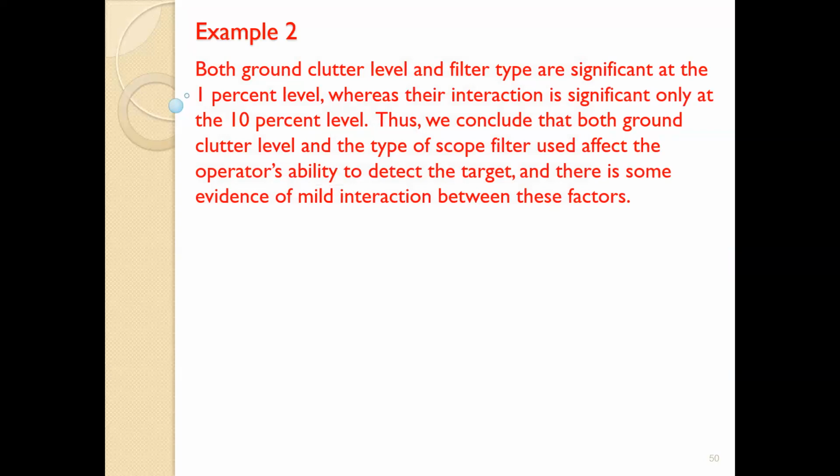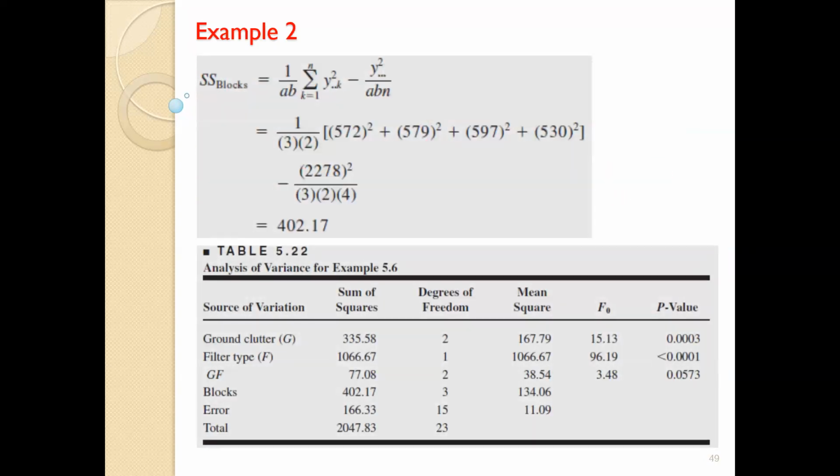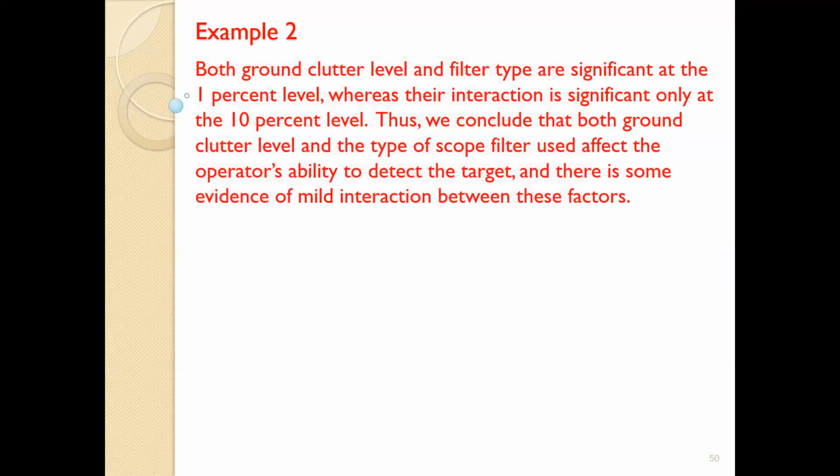We also check the sum of squares of ground cluster and filter type. The filter type is very high compared to ground cluster, but both have an effect. Filter type has a higher effect compared to the ground cluster, as we can see from the sum of squares value. But the interaction is low, so the interaction has a low effect.